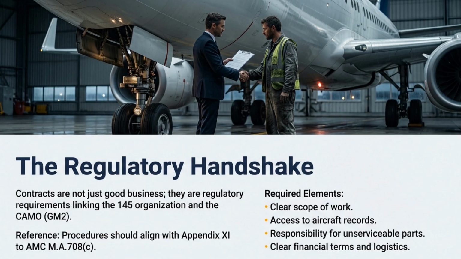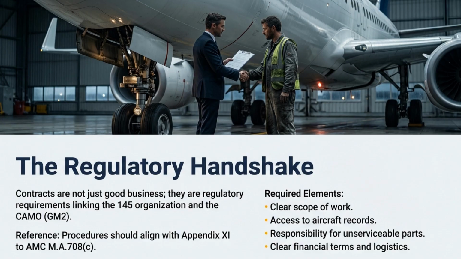What's really valuable here is that this GM doesn't just vaguely suggest good practice. It points us directly to specific EASA appendices. Appendix 11 to AMC M.A.708 subclause C, or Appendix 4 to AMC1 CAMO.A.315 subclause C. Right. It gives you concrete regulatory reference points for how to structure these critical maintenance contracts. These are the agreements between a continuing airworthiness management organization, the CAMO, and the Part 145 maintenance organization. It essentially elevates that contractual clarity from just being good business practice to being a fundamental regulatory requirement.